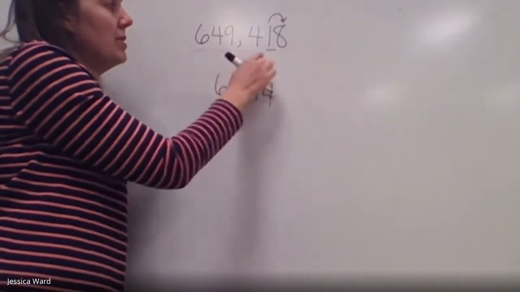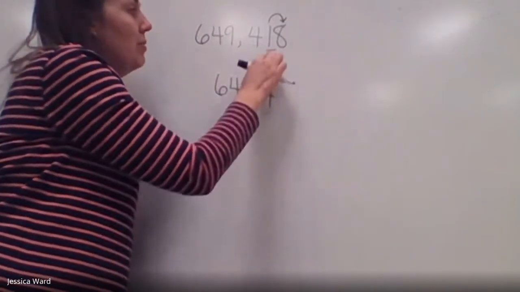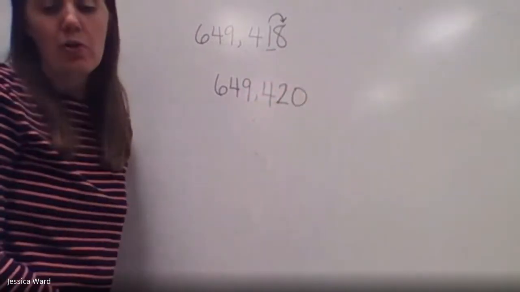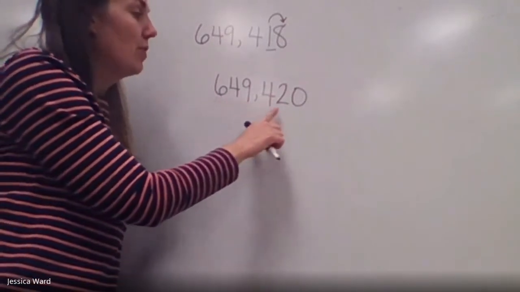649,400. Our other numbers stay the same because we're only rounding our tens place. But then we're going to round 18 up to 20. So rounding to the nearest 10, we would have 649,420.